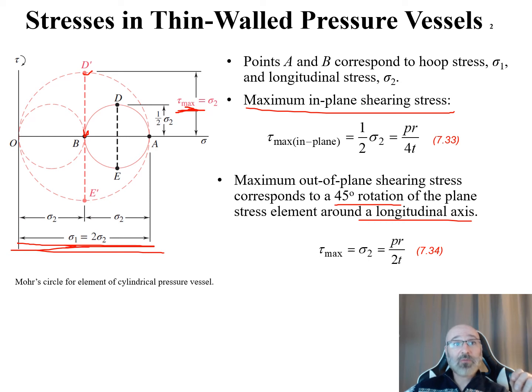Well, half of sigma 1 would be half of 2 times sigma 2, which would be the radius of this circle right here, our sigma 2. So we can say for our maximum out-of-plane shearing stress, our tau max is equal to our sigma 2, and we have a definition for sigma 2 that we showed earlier.